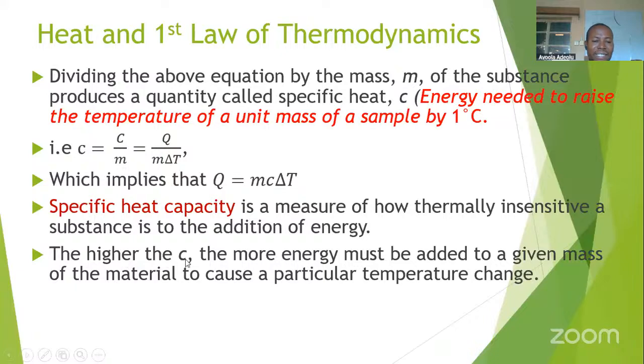The higher the C, that is the higher the specific heat capacity, the more energy is needed for a given mass of that material to cause a particular temperature change. The higher the C, the more energy you must supply to a unit mass of that body for its temperature to change at all.